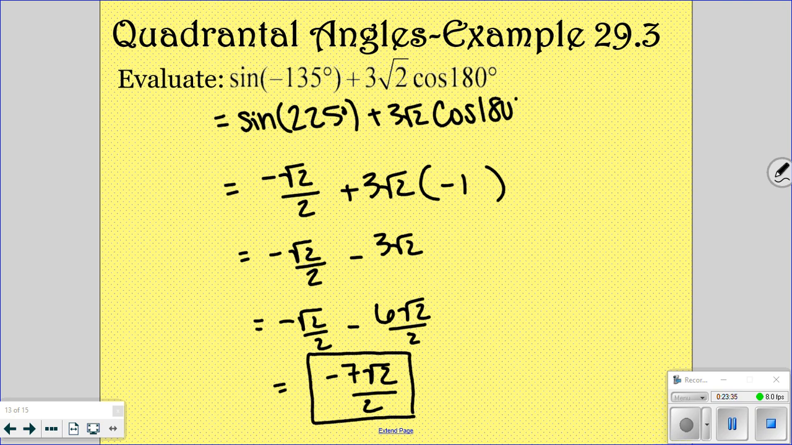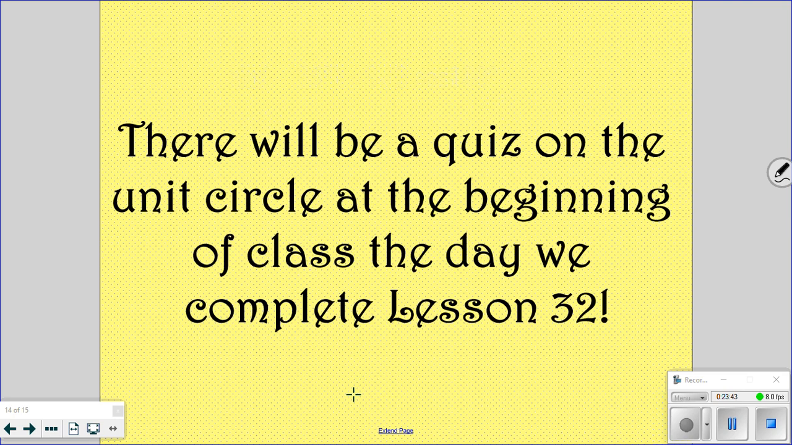So eventually you want to get to where you don't have to look back at your unit circle. You just visualize it in your head. But your unit circle quiz is going to be at the beginning of class, the day that we do lesson 32. So you will only have 10 minutes to complete it. If you know your unit circle, it'll take you about 5 minutes. If you don't know it, you're not going to finish it in the 10 minutes that you're given. So if you have studied it and you know it, 10 minutes should be no problem. If you haven't studied it and you try and do it as you go on that one without having it memorized, then it's going to be really difficult to complete in the 10 minutes.